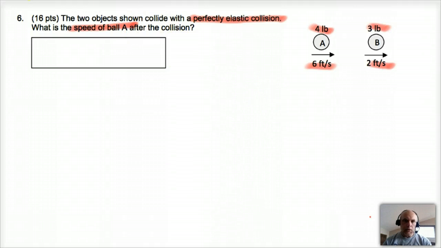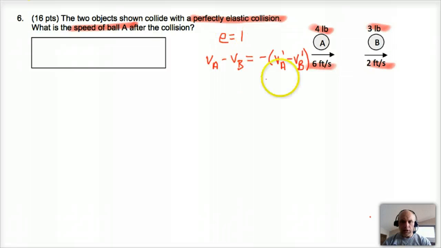Okay, so key point here, perfectly elastic means our coefficient of restitution is 1, which meant the velocity at A minus the velocity at B is going to be the negative of VA prime minus VB prime. That's our definition of perfectly elastic.